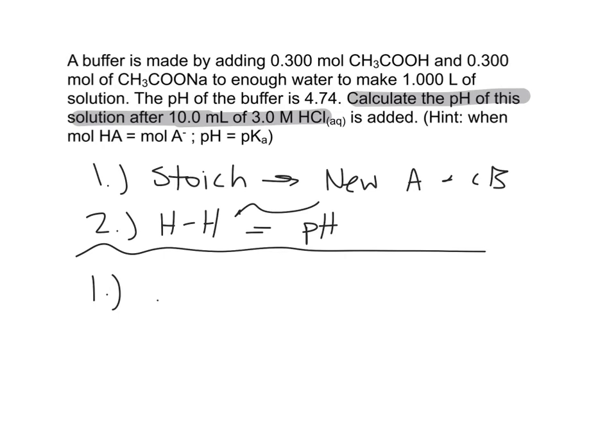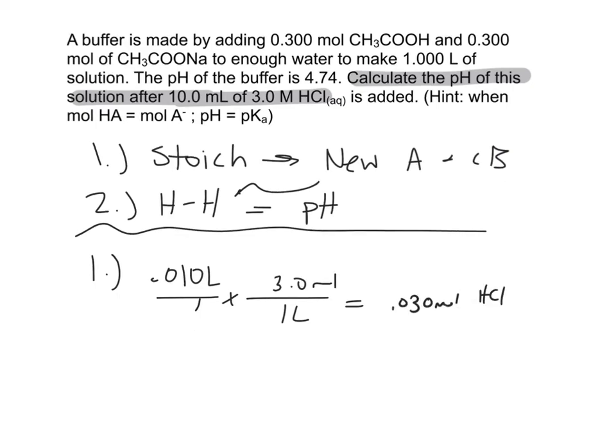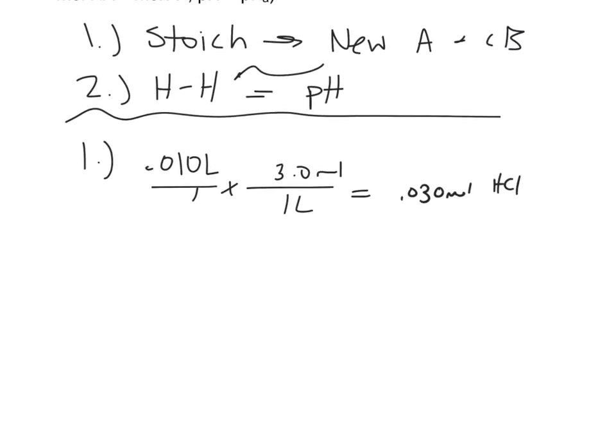So you take the volume of 0.010 liters over 1 times the molarity of 3.0 moles over 1 liter, and that'll give me the moles of acid. Now you don't need a calculator to calculate this. 3 times 0.01 is 0.030 moles of HCl.